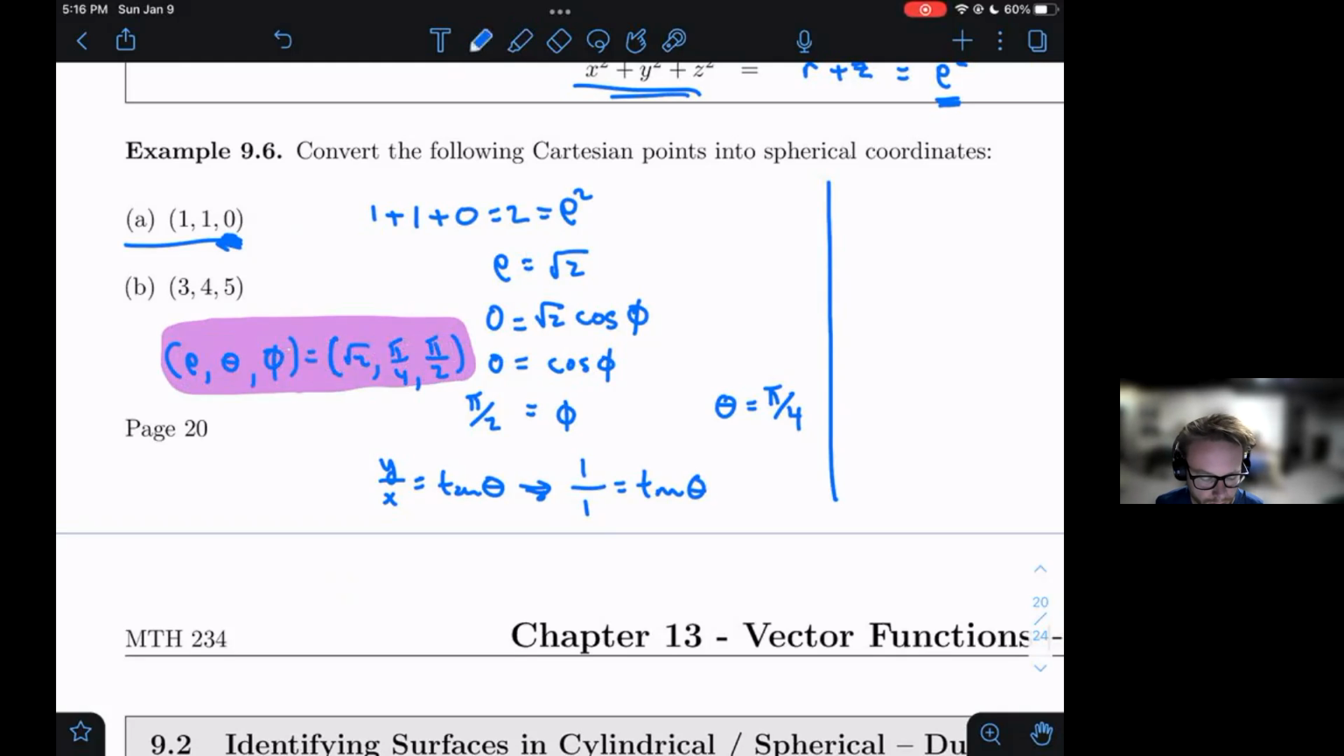Okay, one more of these. We have 3, 4, 5, just as before. Please pause the video, try this one on your own, see how far you can get, and we'll come back and spoil the surprise.